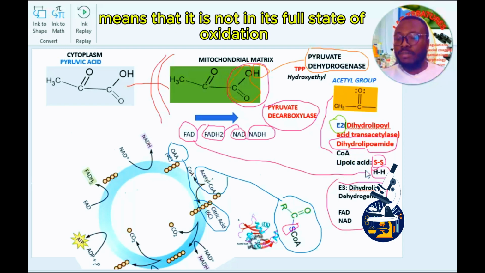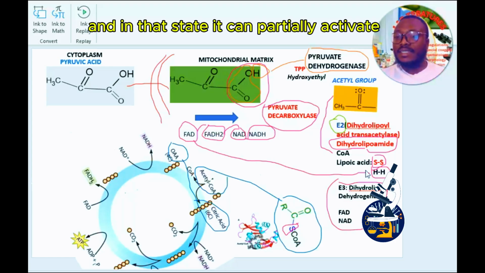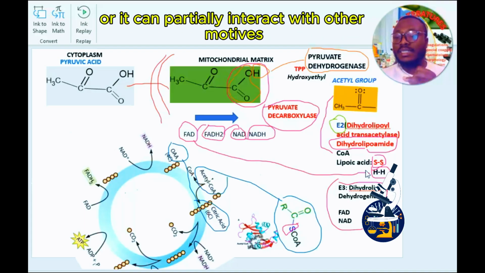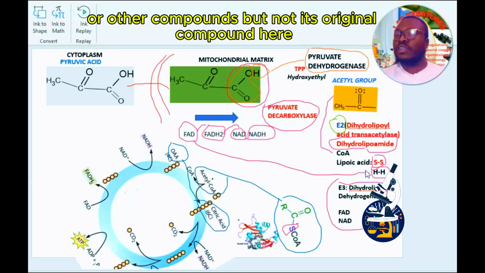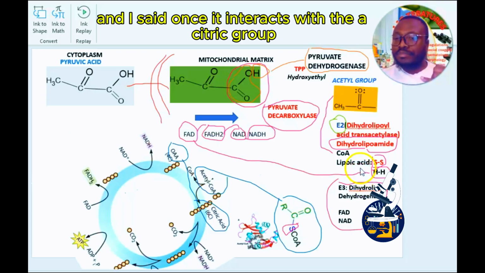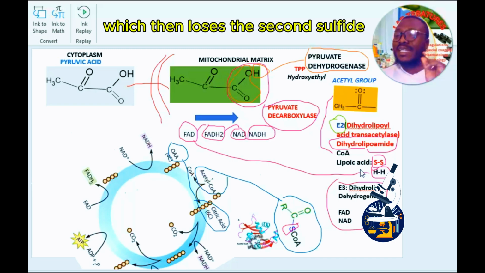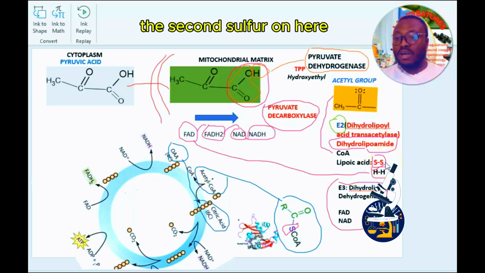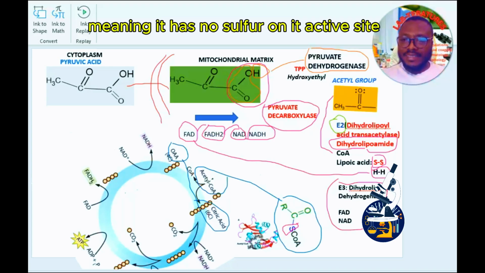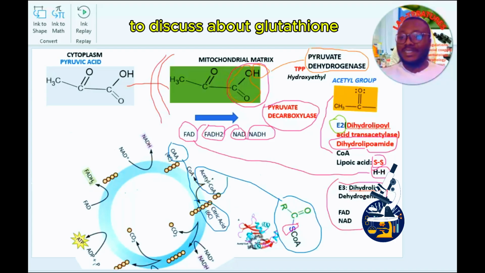The sulfhydryl bond means that it is not in its full oxidized state. It is partially oxidized, and in that state it can partially interact with other motifs or other compounds, but not its original compound here. Great. And I said whilst it interacts with the acetyl group, it then undergoes another electron transfer, which then loses the second sulfur on here, making it now a dihydrogen, meaning it has no sulfur on the active site. Lovely. So we can then move straight forward to discuss glutathione.